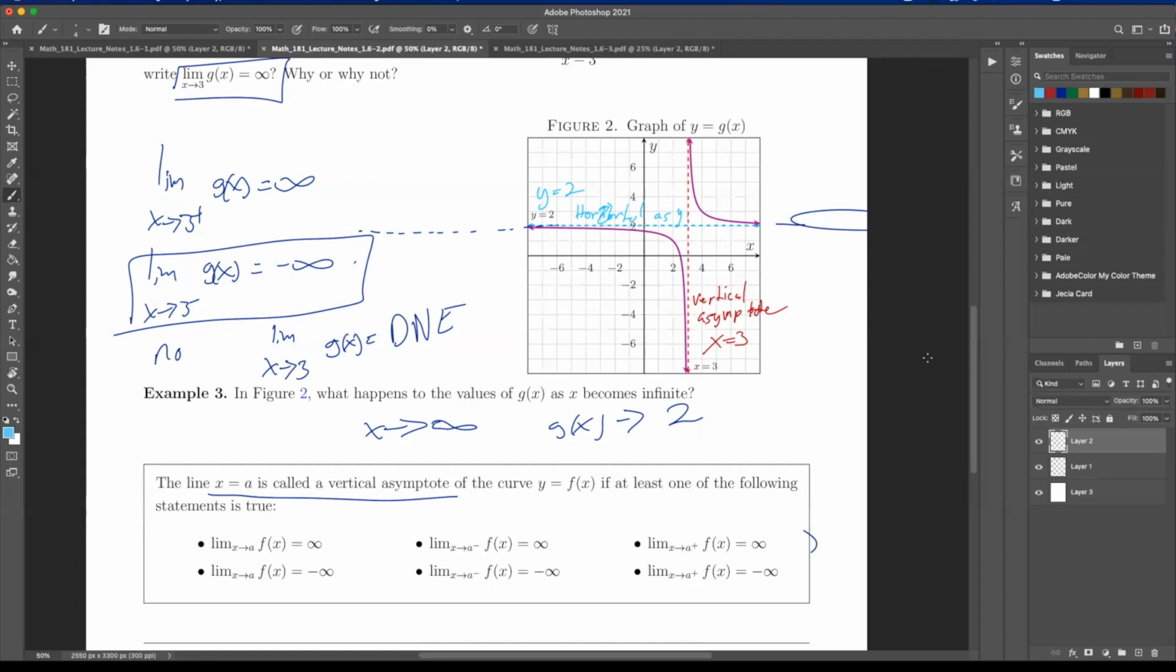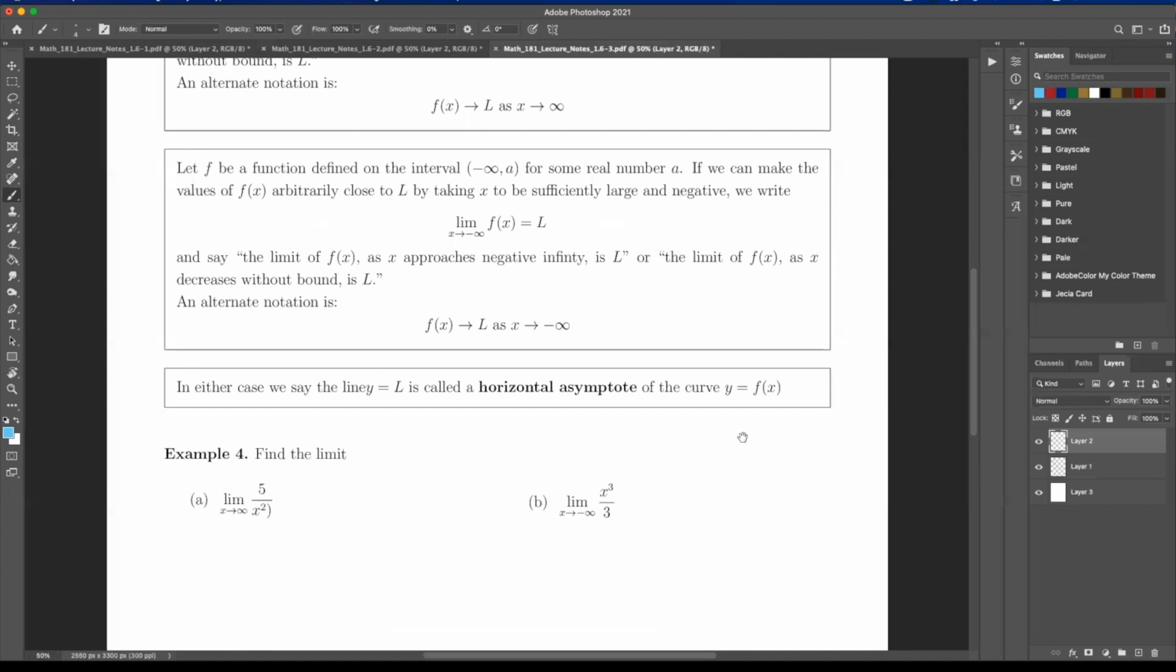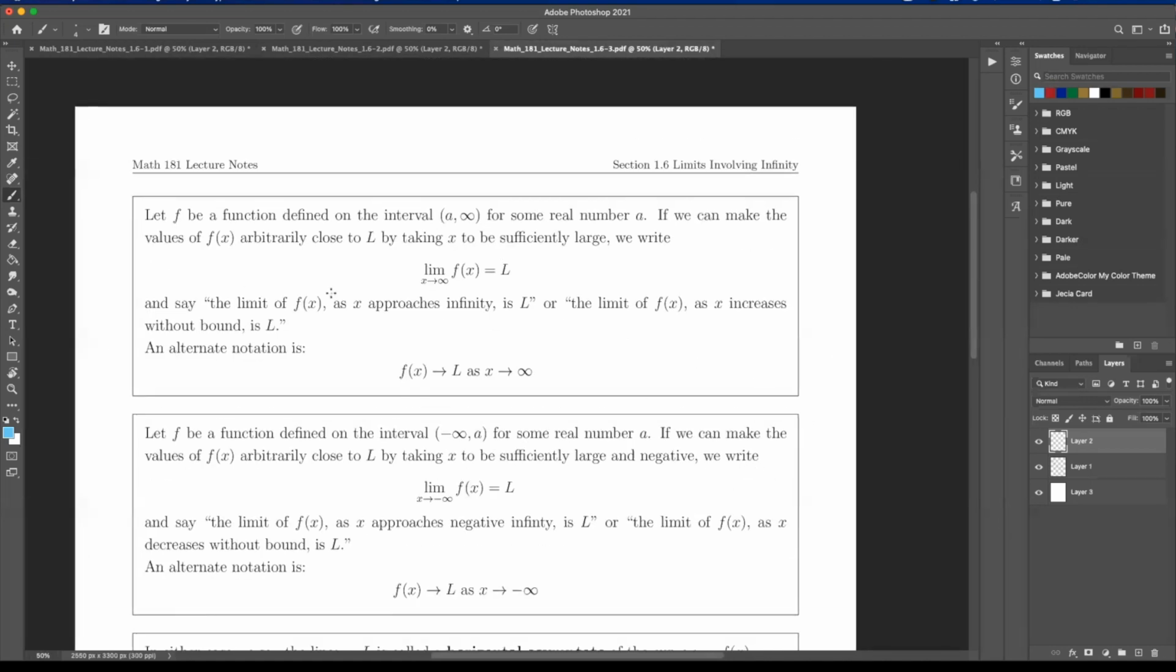And we'll go to the next page. All right, so let's go ahead and go to the next page here. All right, so here we're going to define the other thing we started to play with a little bit. So if a function is defined on some interval all the way to infinity, we can make it arbitrarily close, and it becomes arbitrarily close to L. I can use the light blue for a little bit.